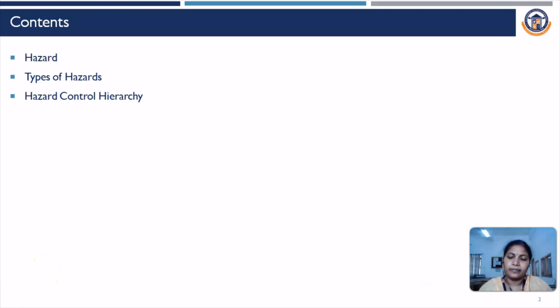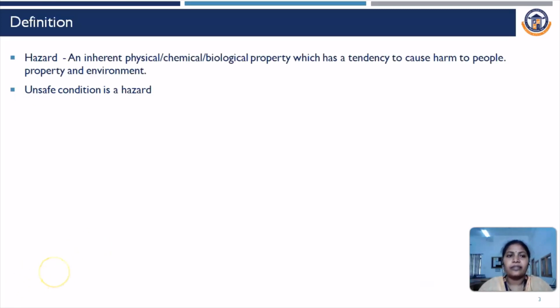What is hazard? Hazard is nothing but an inherent physical, chemical, biological or any property which has a tendency to cause harm to the people, property and the environment. In short, hazard is called an unsafe condition. But normally in industries, they use hazard as well as risk interchangeably. Sometimes they refer to it as hazard and sometimes as risk. But basically, hazard is an unsafe condition, whereas risk is an unsafe act.